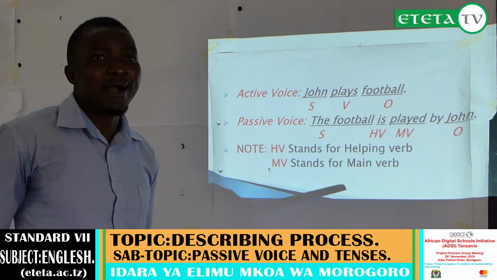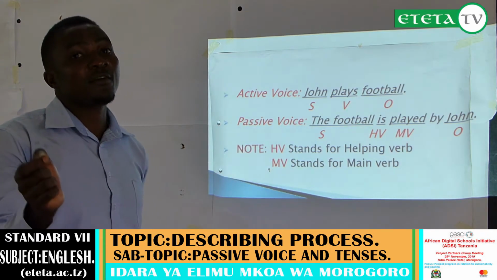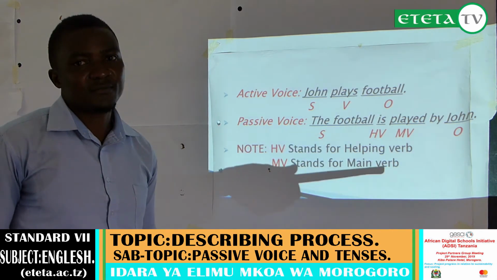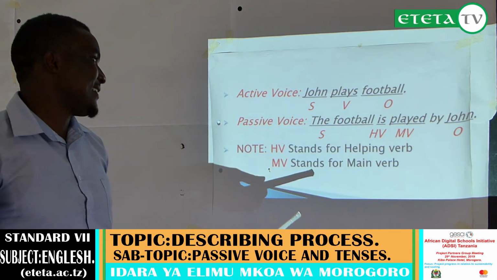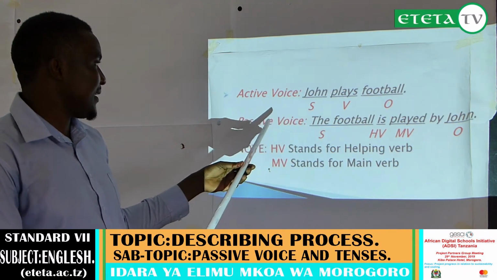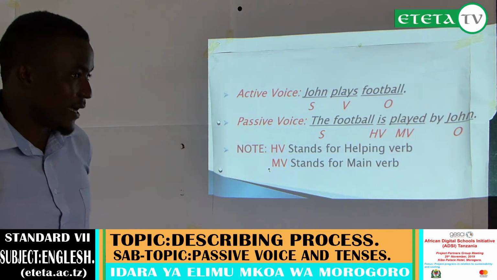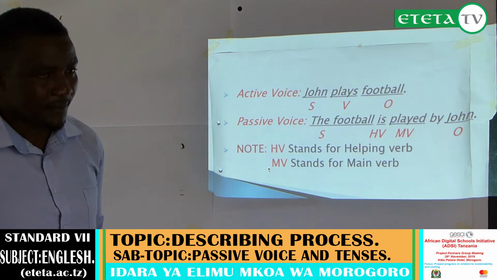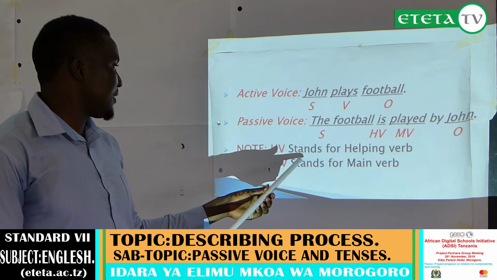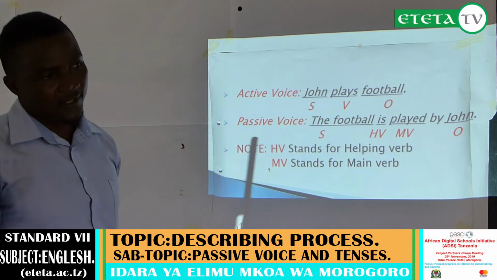You see? Do you remember what I told you? I told you that in passive voice, the subject is the receiver or recipient of the action denoted by the verb. You get me well? I don't want to explain more because I'm just explaining rule number 2, which is about changing the subject into object. And what you have to note here is that HV stands for helping verb, and this one stands for main verb in this sentence.